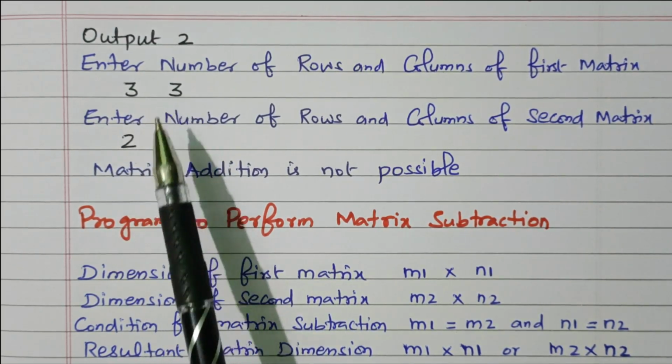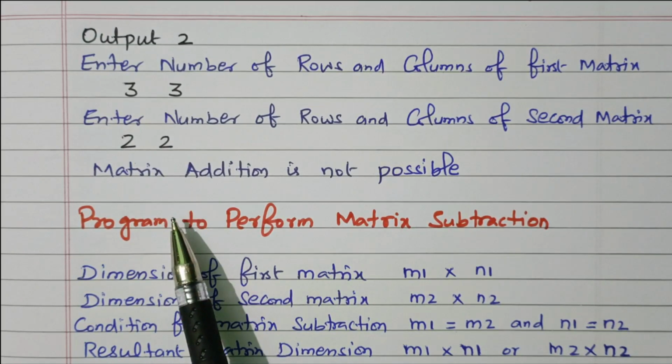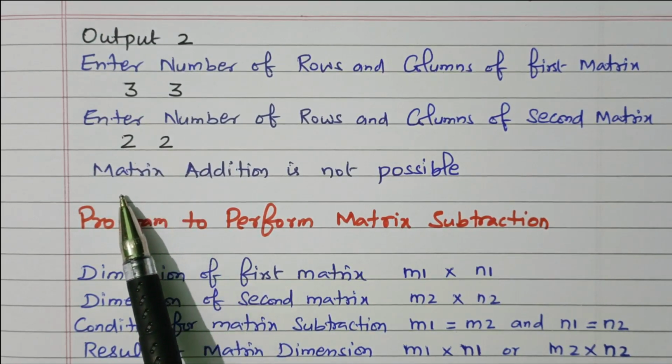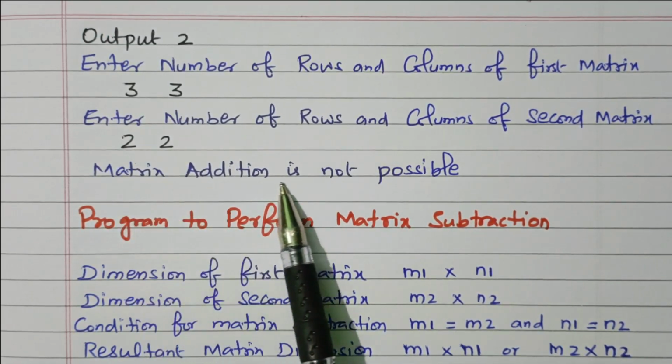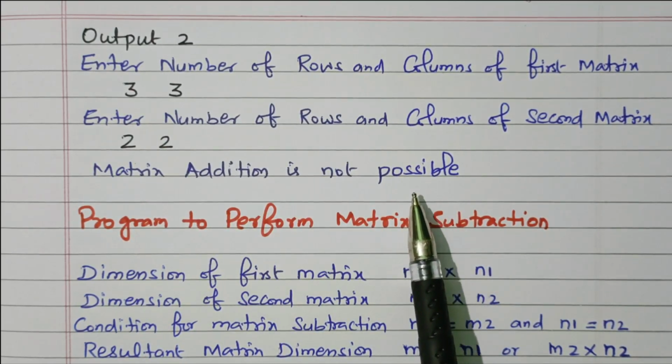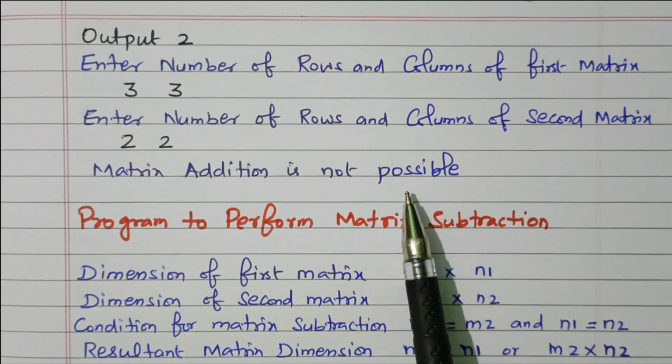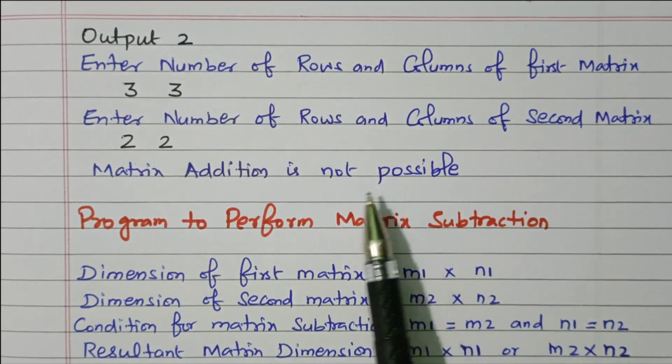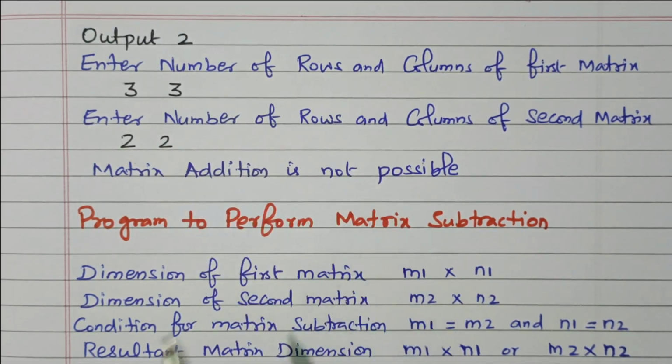So this is a 3 cross 3 matrix. This is a 2 cross 2 matrix. So it will go to the else part. There we display that matrix addition is not possible, right? So this is another possibility of output. First one is the normal, possible output, so that it is added and the resultant matrix is displayed. This one is matrix addition is not possible.